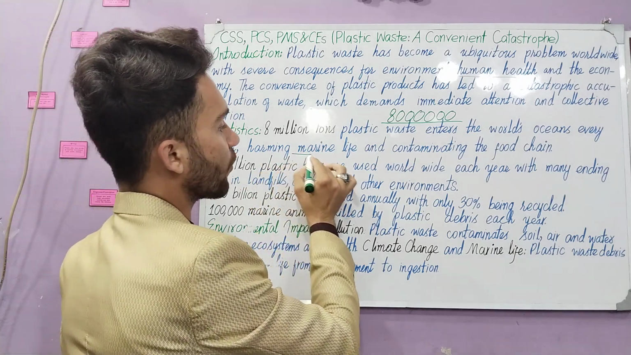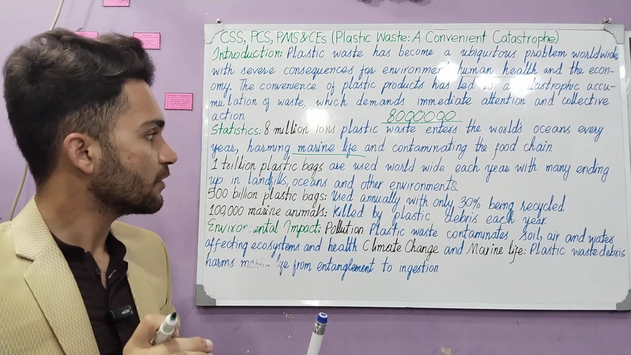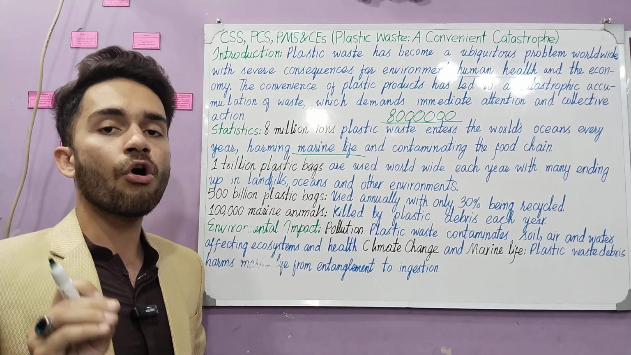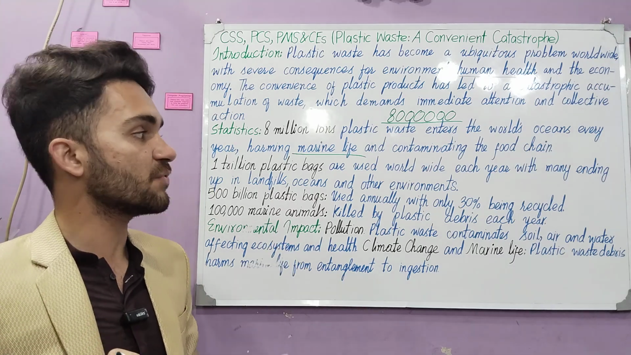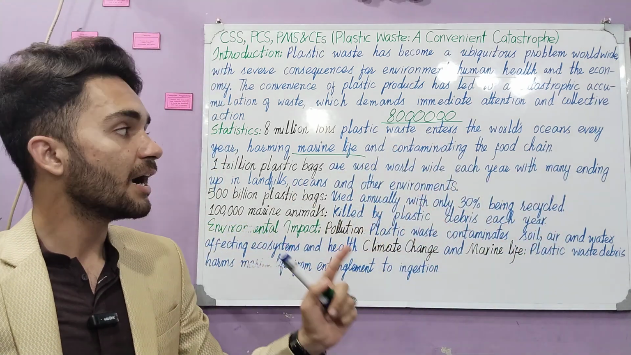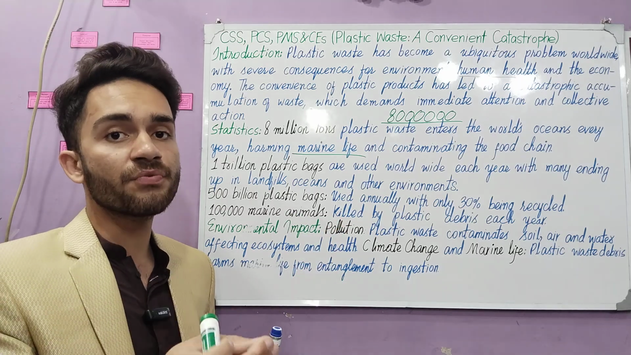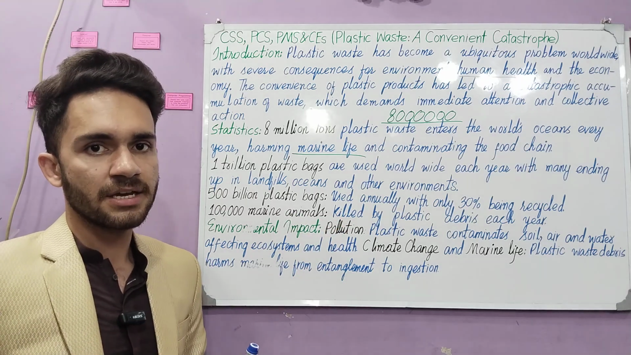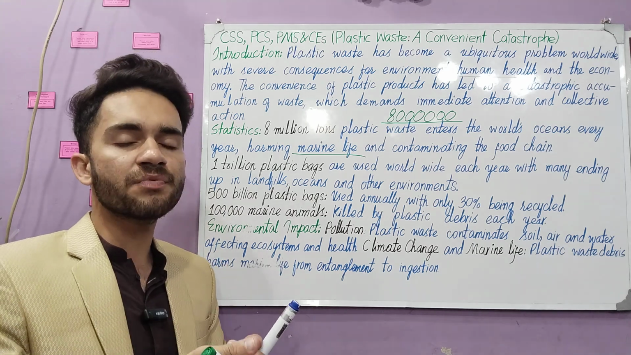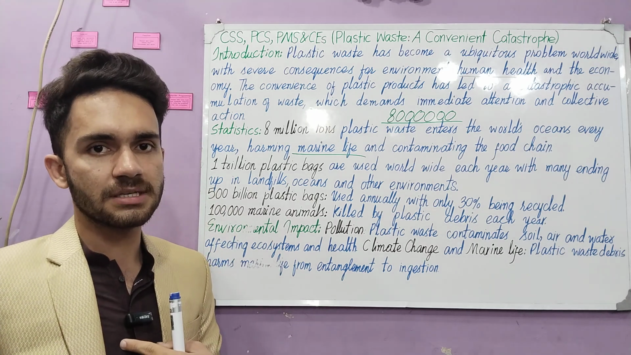Harming marine life, whatever fish, tortoises, turtles, whatever marine life exists in the ocean, all marine life is affected due to this, and it contaminates the food chain. How does it contaminate the food chain? In marine life, the fish might eat the plastic, and that fish will be eaten by other fish, and that other fish or the same first fish will be eaten by human beings.